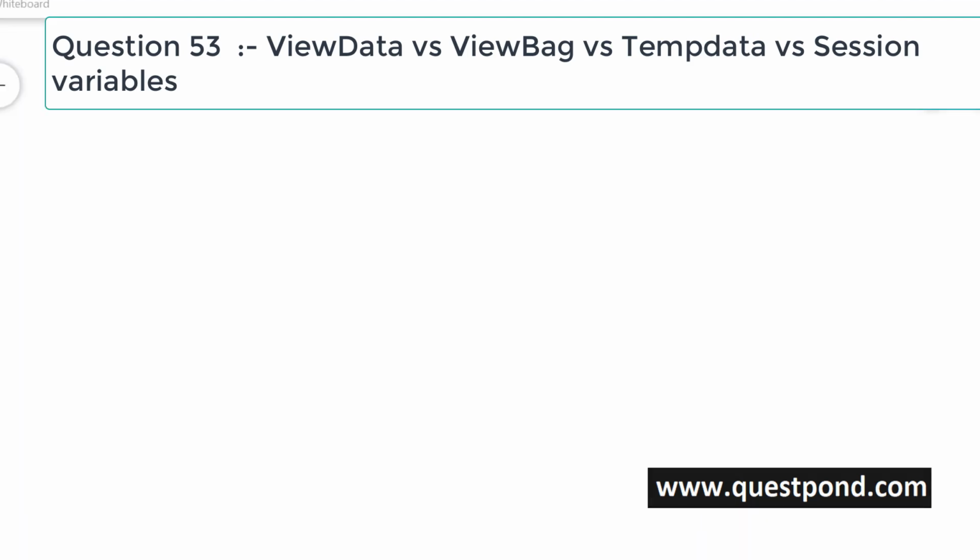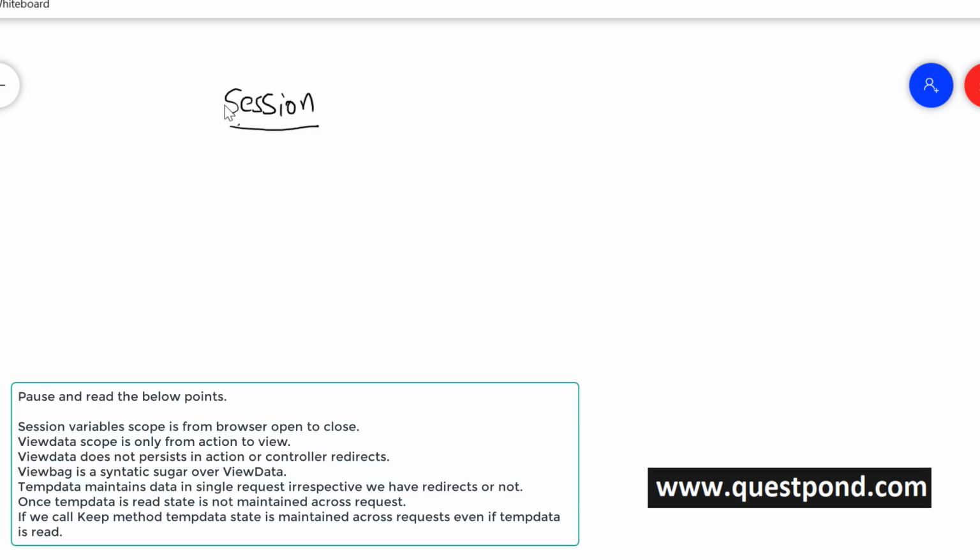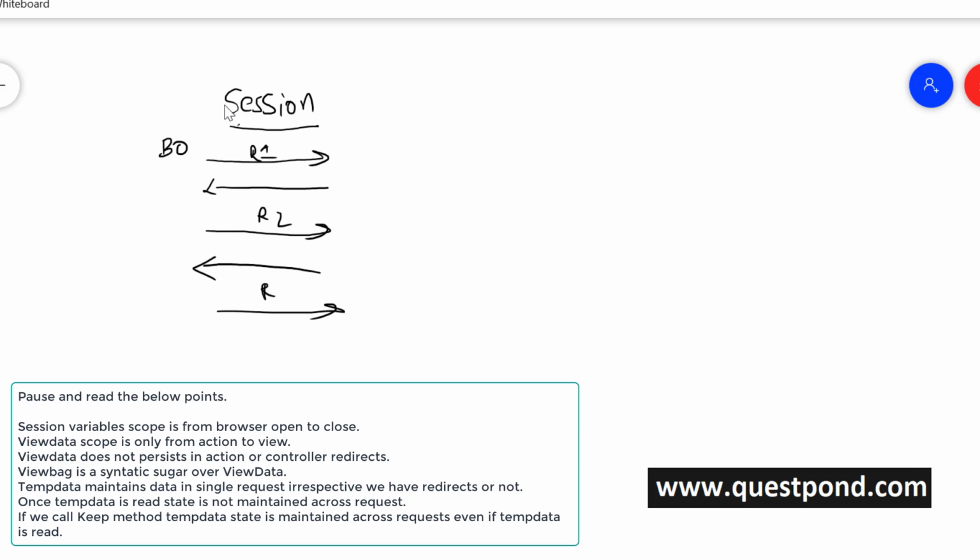So let us first start with session. So guys, we are actually revising now. In case of session, let us say you send a request. So here is the browser open, right? This is request 1, then you have response 1, then request 2, then response 2, and then you have request 3 and its response. So this is one session, right from the browser opens till the browser closes. Session variable scope is right from here till here, so until the browser closes. So the scope of session variable is this much.